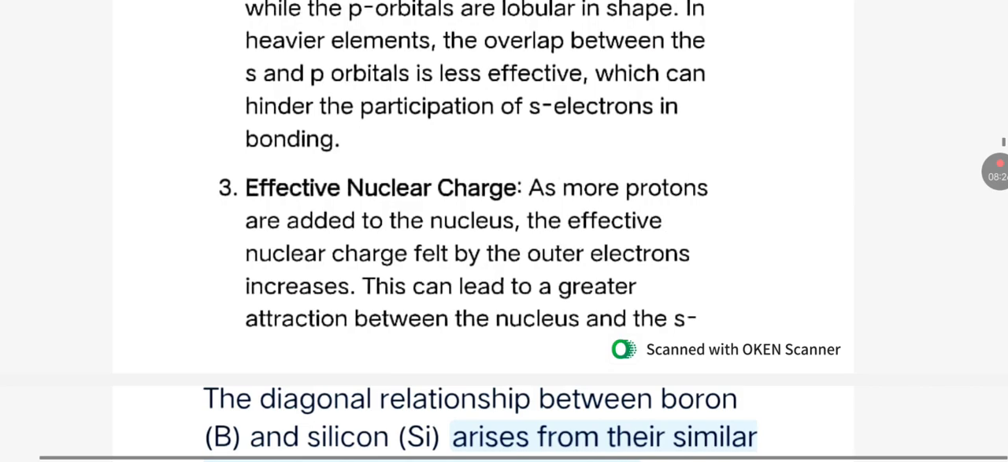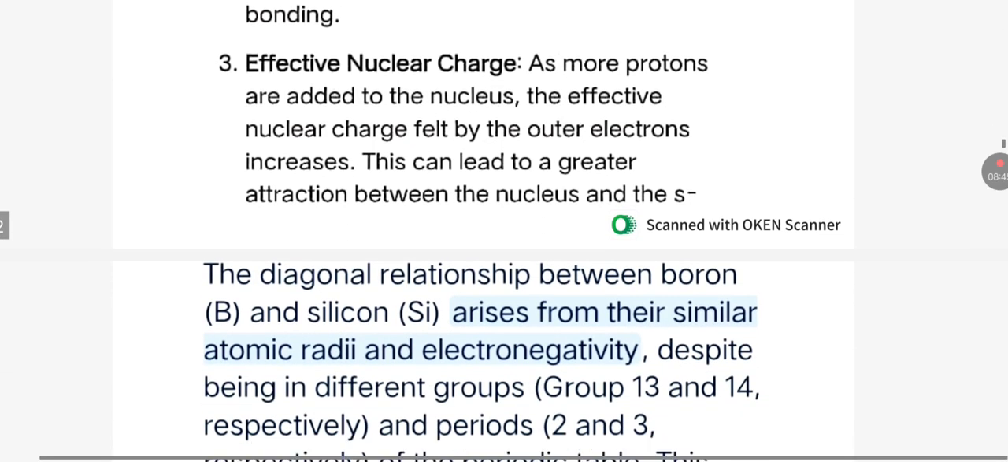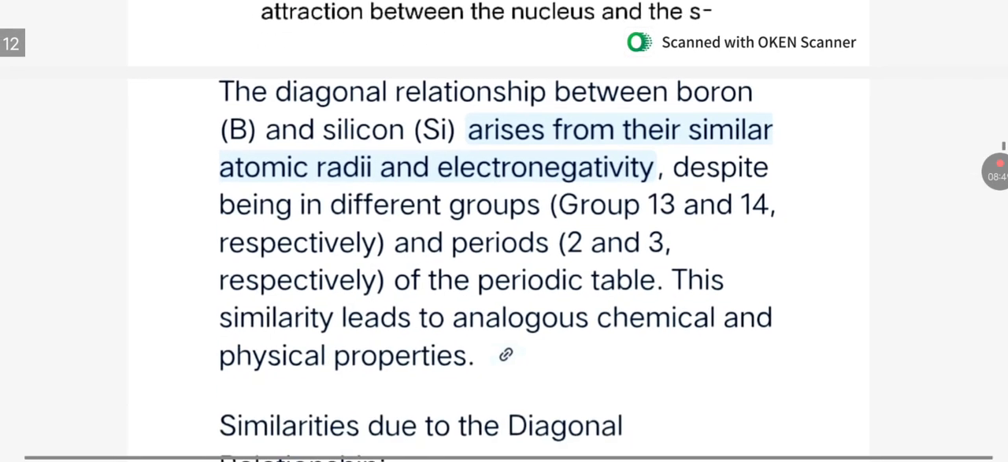Effective nuclear charge. More protons are added to the nucleus, so the effective nuclear charge felt by the outer electrons increases. This can lead to a greater attraction between the nucleus and the s electrons, which causes the s electrons to remain non-bonded.